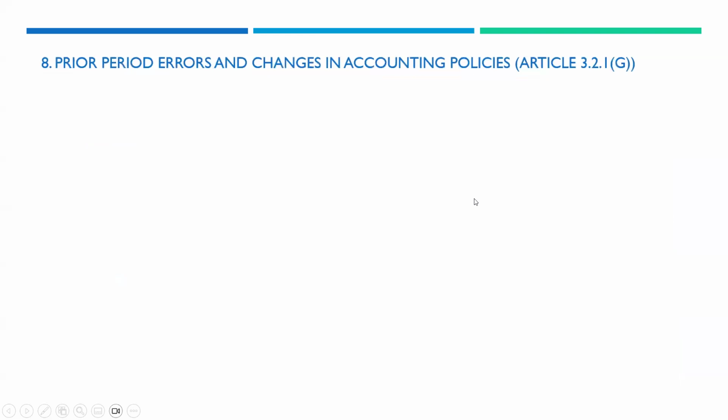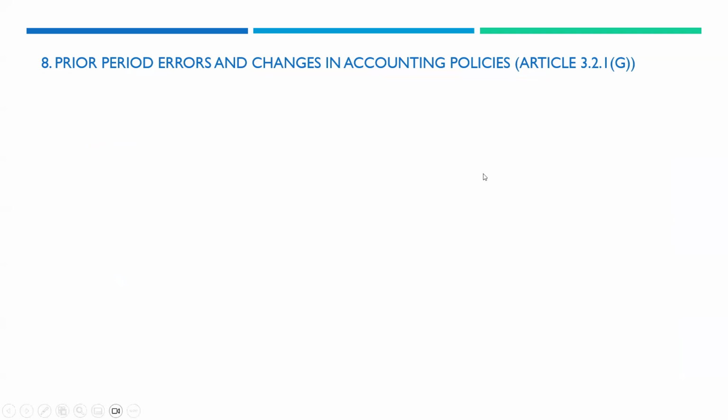Fantastic. Then the eighth one is prior period errors and changes in accounting policies. I know it is a drag, but can anybody tell me what is the corresponding accounting standard? I think this was the first accounting standard we discussed while we were having the accounting standard classes.